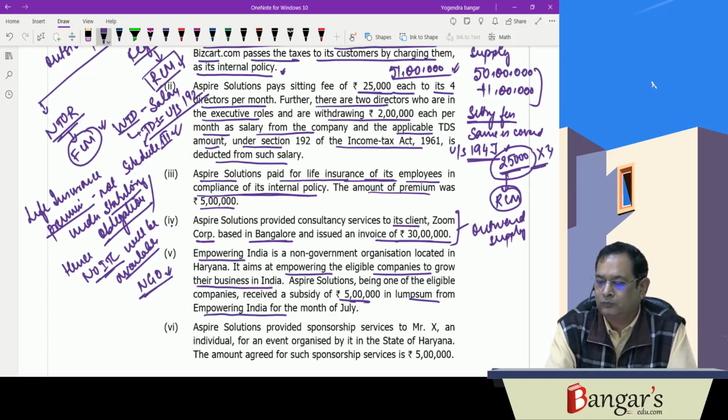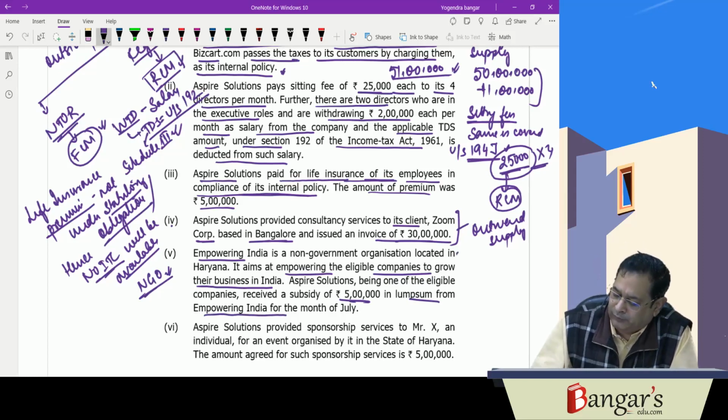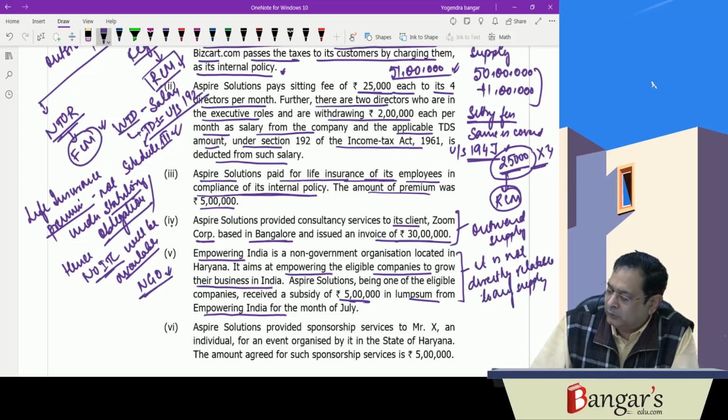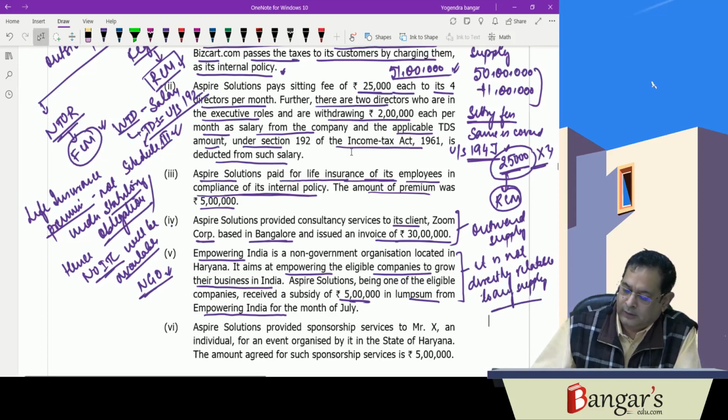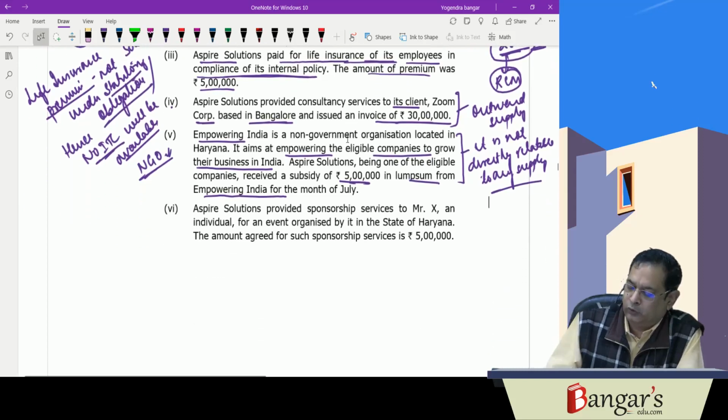So, the 5 lakh rupees is a subsidy which has been received from the NGO, but it is not directly relatable to any supply. So when the same is not directly relatable to any supply, it cannot be added to the value of the supply.